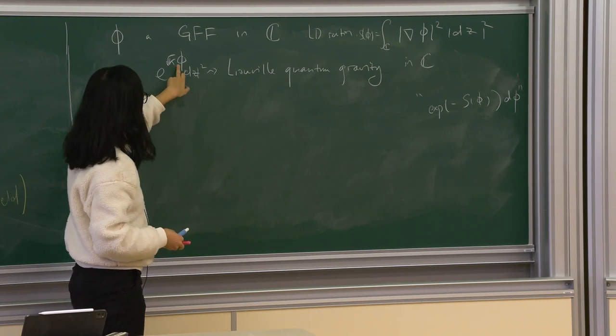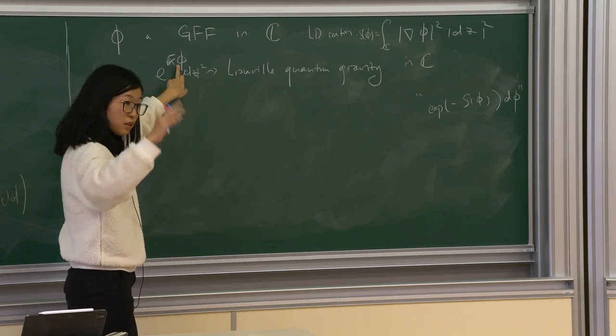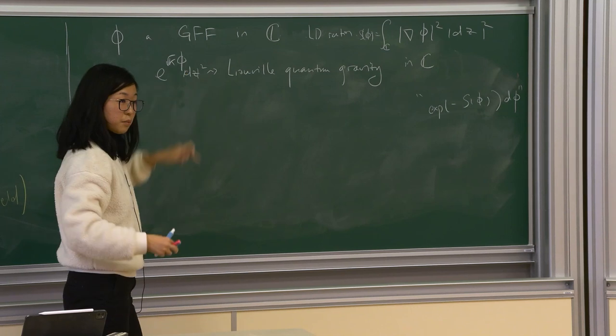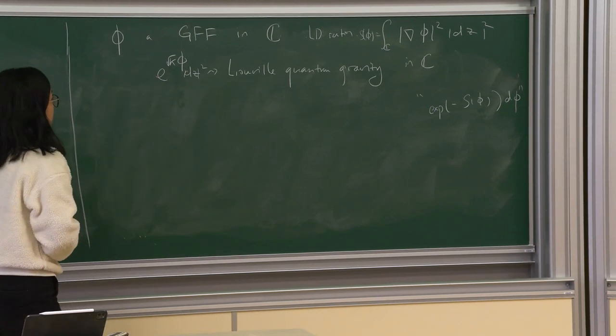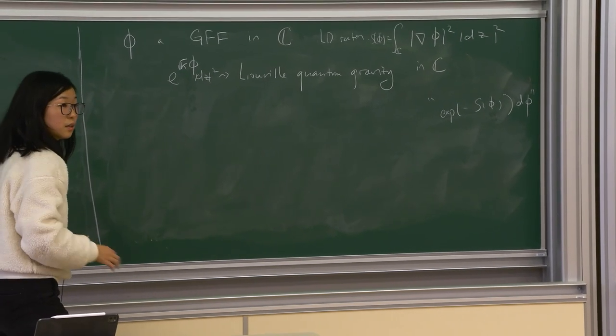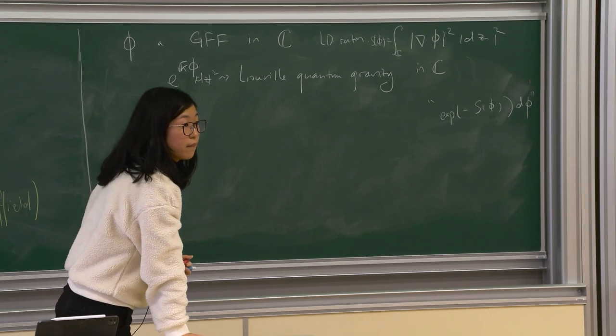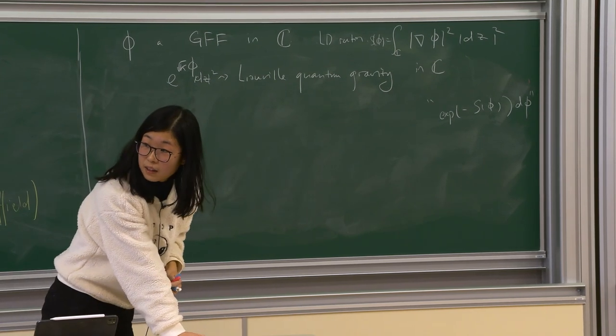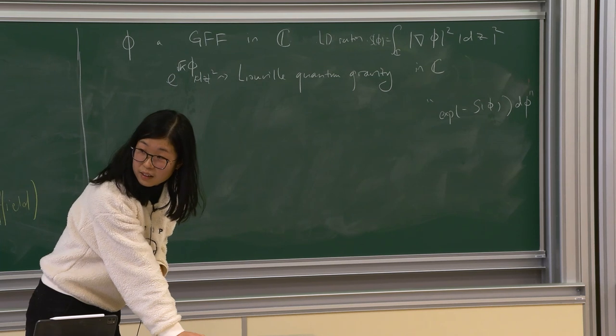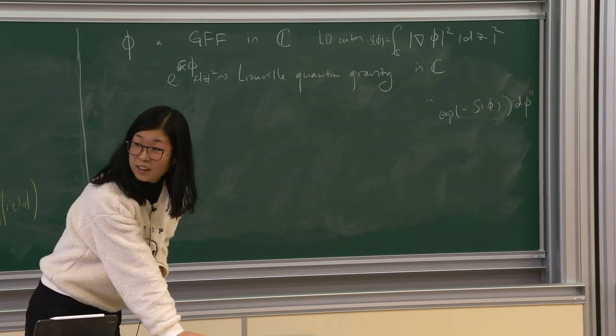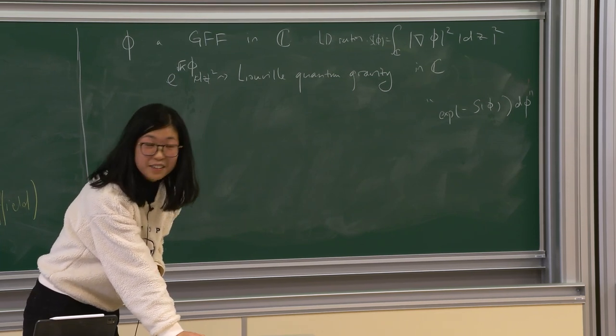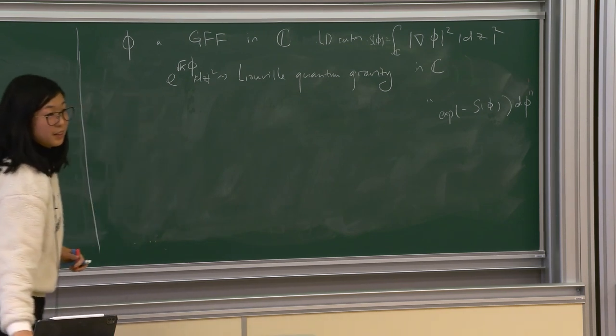You should think of this phi as a Gaussian field on the complex plane. I thought that in quantum gravity, it's true, but here she's not doing that. She's not doing the full UV. So you still have just a Gaussian. It's a Gaussian measure.